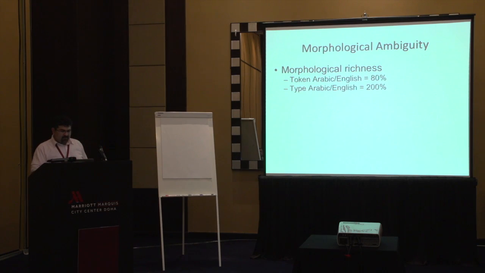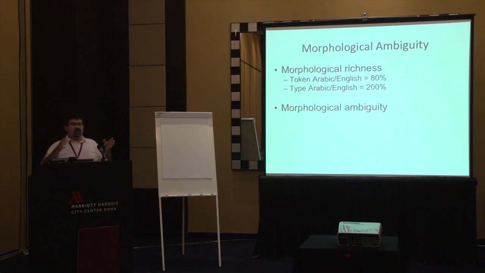So in terms of morphological richness, to distinguish it from morphological ambiguity, if you look at the ratio of tokens in Arabic to English, as opposed to the types in Arabic to English, you find a very interesting phenomenon. The number of tokens in Arabic compared to English is smaller, about 80%. For the same parallel text, Arabic tends to be smaller, mostly because the definite articles, prepositions and other clitics are attached to the word, so they count as part of the word.